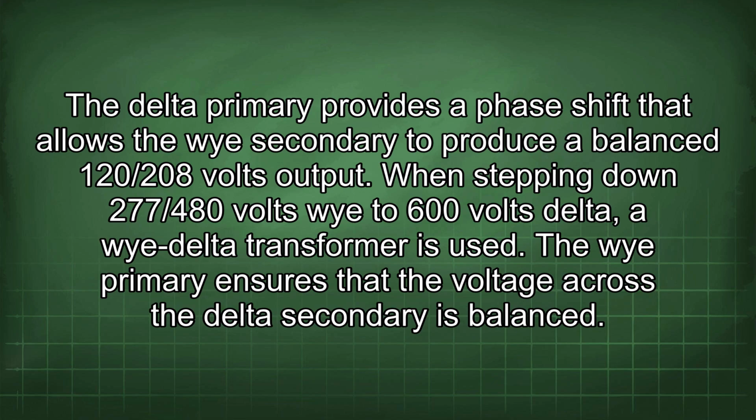When stepping down 277/480 volts Y to 600 volts delta, a Y delta transformer is used. The Y primary ensures that the voltage across the delta secondary is balanced.